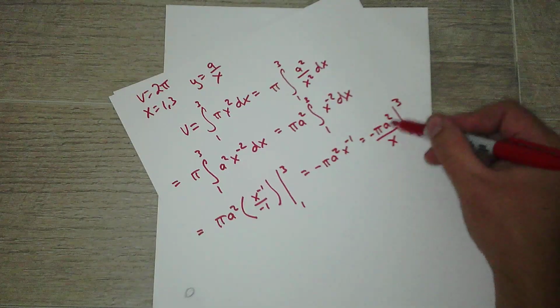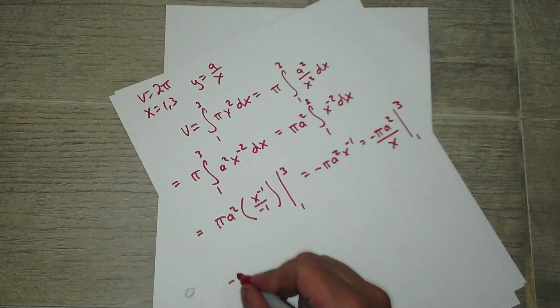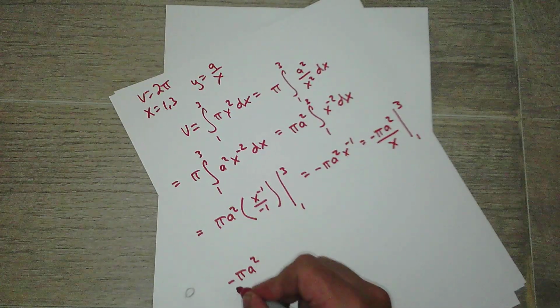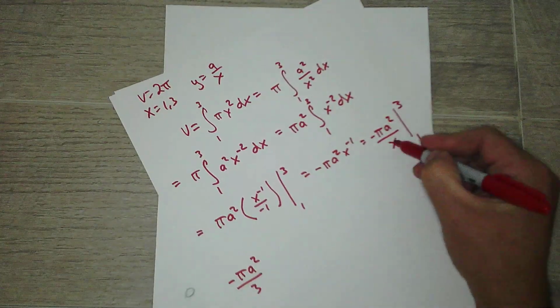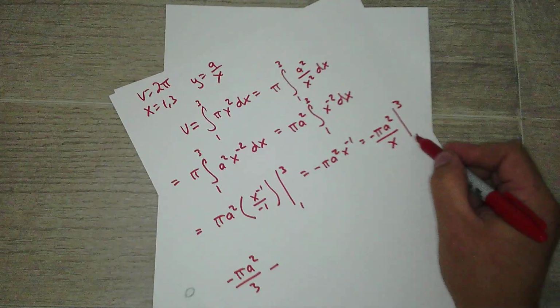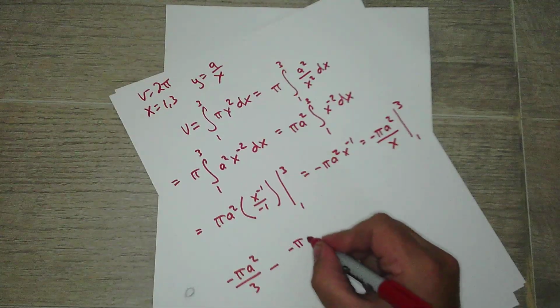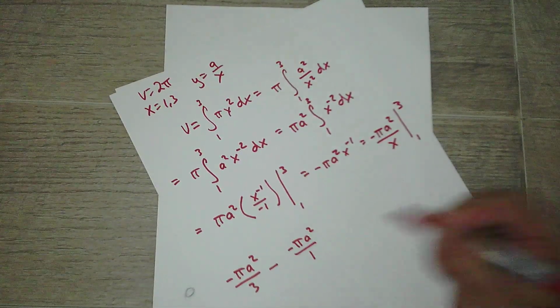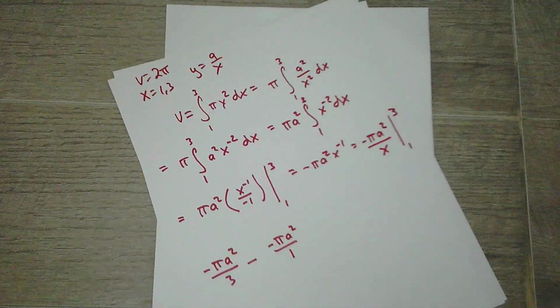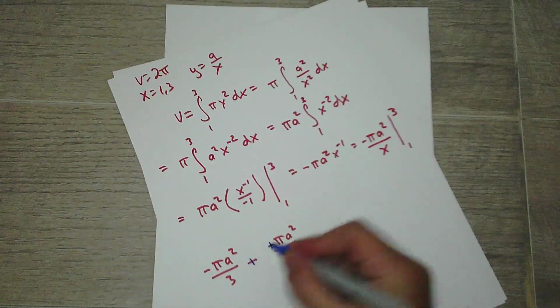You guys know we evaluate it, plug in 3, plug in 1, so we get negative pi A squared over 3. So just plug in 3 to there, minus, plug in 1 to there: negative pi A squared over 1. Now the double negative makes that a positive.